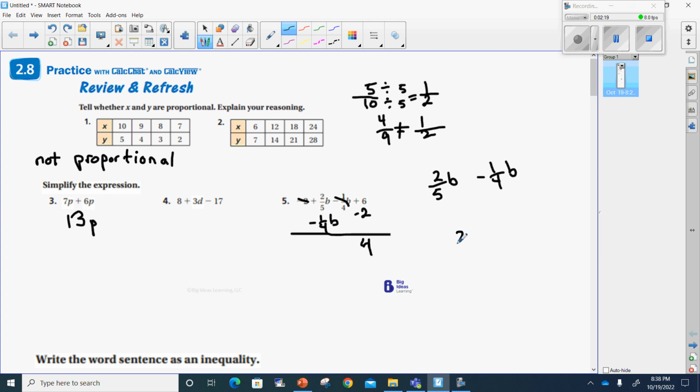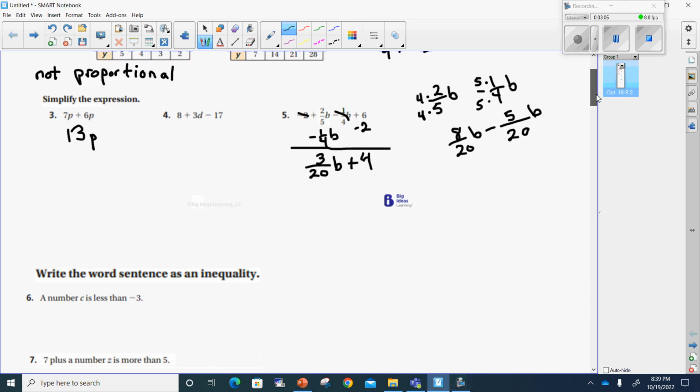I can find a common denominator of 20, because 4 times 5 is 20, which means I have to take 4 times 2, and that gives me 8. And then over here, that would be 5 times 4, which would give me 20, which gives me 5 times 1. That's going to give me 5. All right. And I know 8b minus 5b, that's going to give me 3b. So this would be 3 over 20b. And we're going to be adding 4 to that.